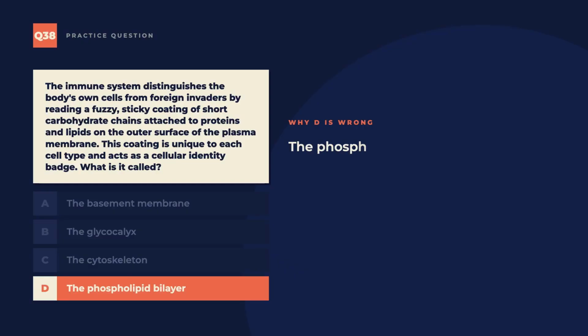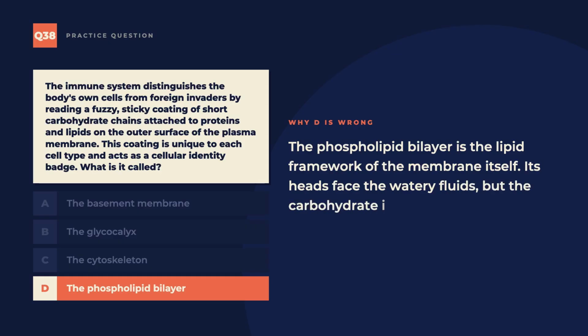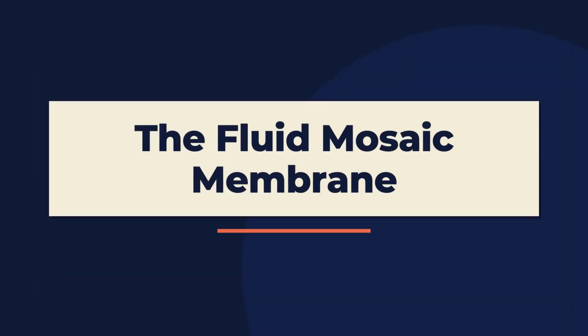D is wrong because the phospholipid bilayer is the lipid framework of the membrane itself. Its heads face the watery fluids, but the carbohydrate identity chains are attached to proteins and lipids rather than being the bilayer. An immune cell must constantly judge which cells belong to the body, and that judgment depends entirely on what's built into the plasma membrane's outer surface.